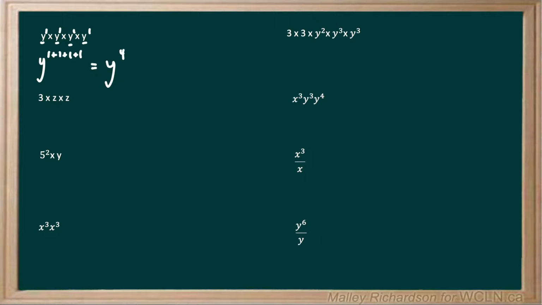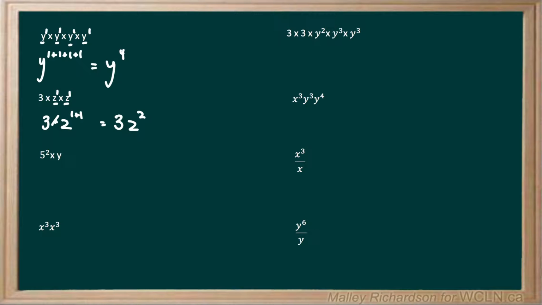Now we have 3 times z times z. So these z's have the same base and are both raised to the power of 1. So we have 3 times z to the power of 1 plus 1, which is 3z to the power of 2. We can just ignore this multiplication sign because whenever we have two variables right next to each other, it means they are multiplied together.